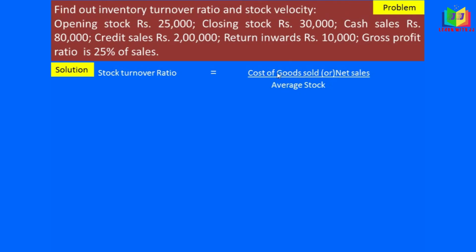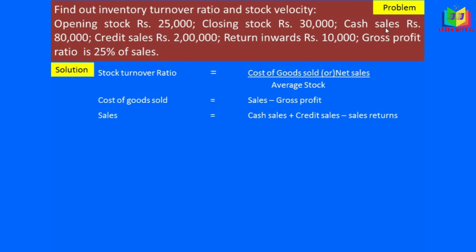Okay, in the absence of information, we can take this net sales. First we have to calculate the cost of goods sold, and the formula is sales minus gross profit. Here we don't have the sales value. For that, first we have to calculate the sales, and sales is cash sales plus credit sales minus sales returns.